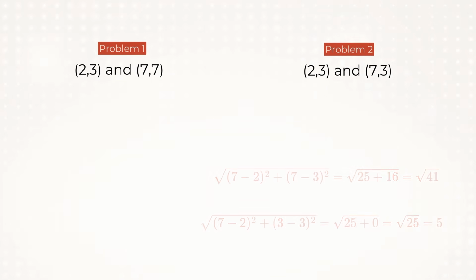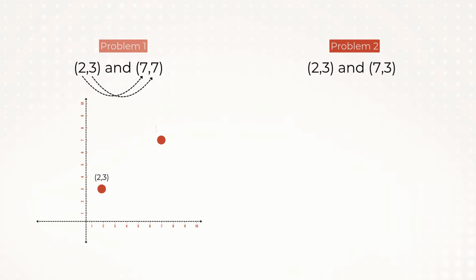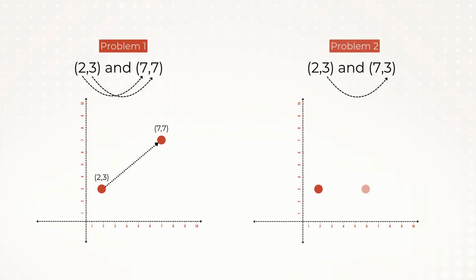But now stop and compare them carefully. In the first problem, both the x and y values changed, so the distance path becomes diagonal. In the second problem, the y values of both coordinates are the same. This means the distance path is just a horizontal line. In this case, you did not even need the full formula. The solution was very direct.